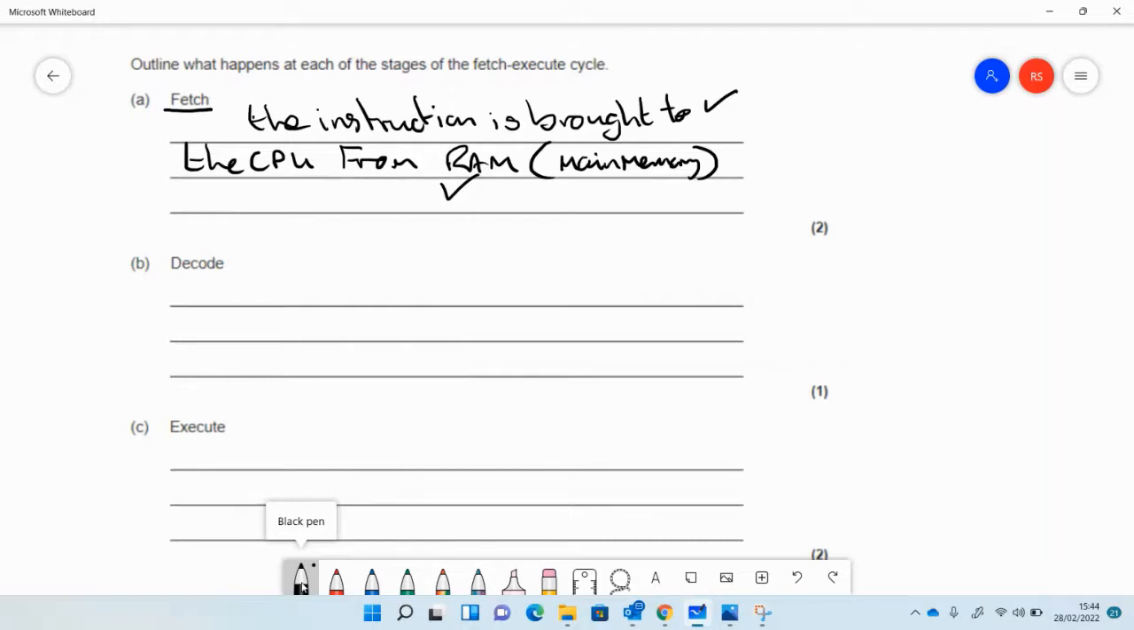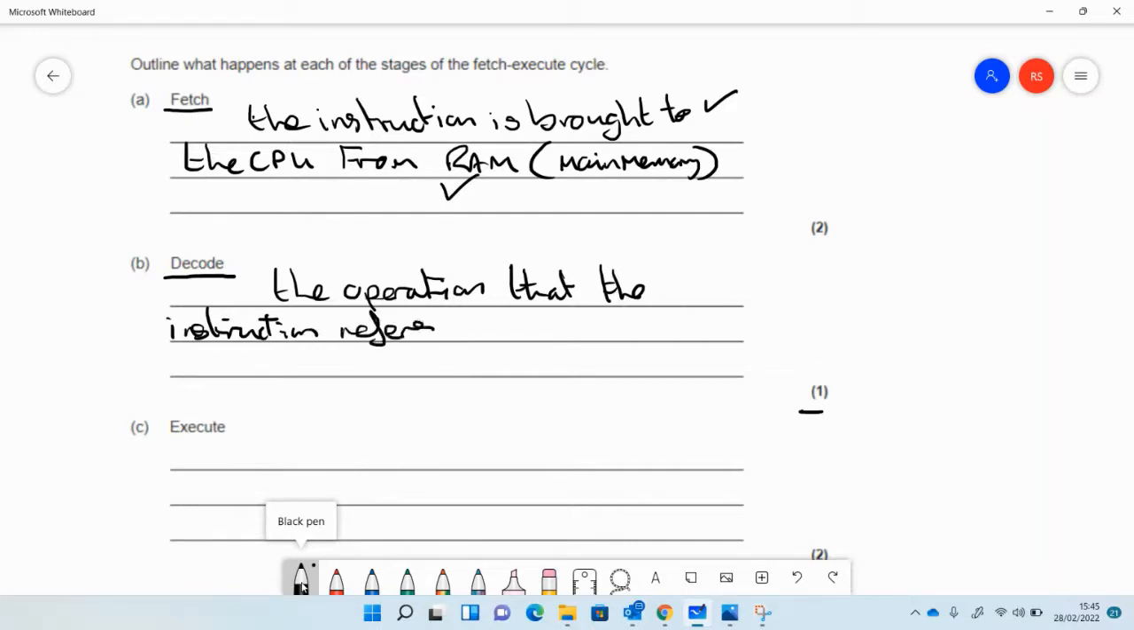So the decode, the temptation is to say the instruction is decoded. Well, yes, it is, but again, that's not going to be enough for this. So we've only got 1 mark to get here. So we need to say that the operation that the instruction refers to is determined, or something like this.